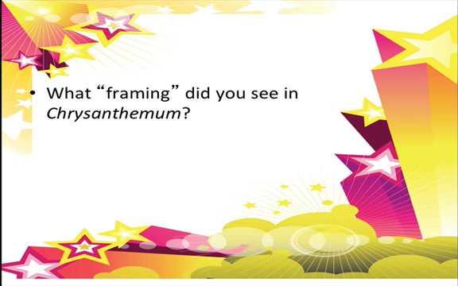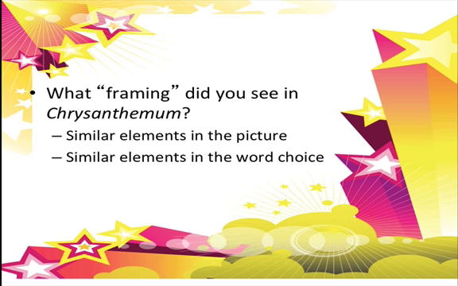All right. So what framing did you see in Chrysanthemum? Well, first, there were similar elements in the picture. The way her head was, the way her eyes were, the way her smile was, the way she's leaping in both of the pictures, those were similar elements. There were similar elements in the word choice. On the first page, it had said, "Chrysanthemum thought her name was perfect." And on the last page, it said, "Chrysanthemum knew her name was perfect."